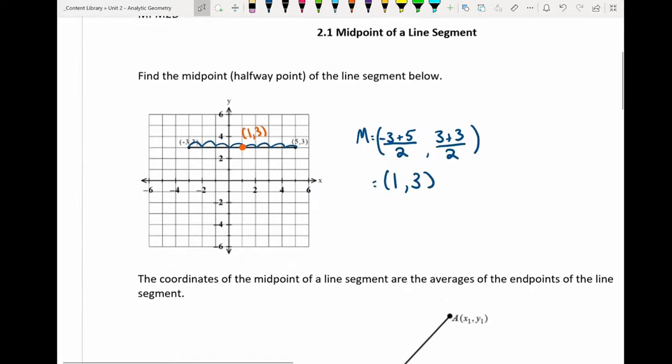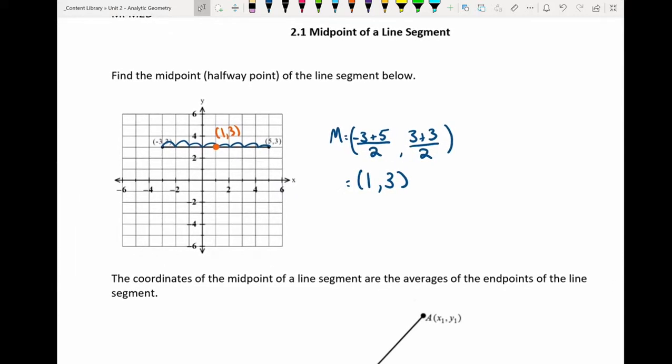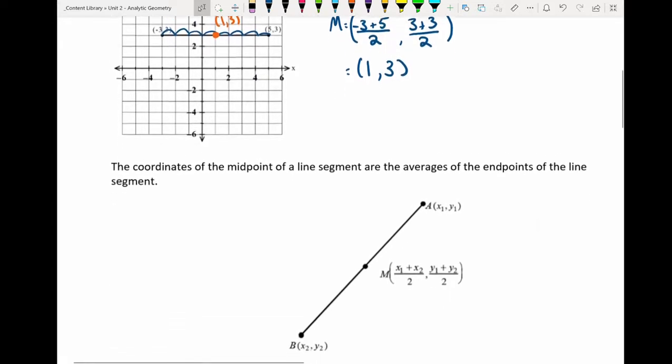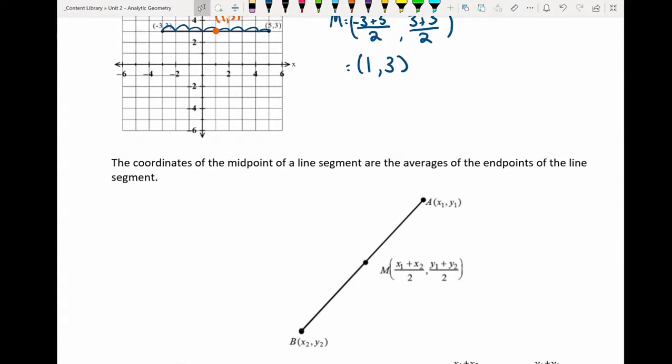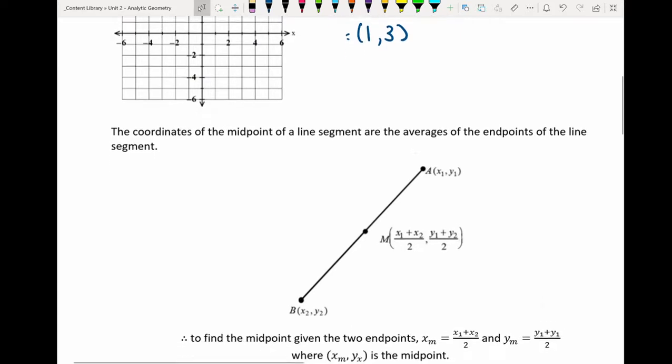So basically what we've found is that the coordinates of the midpoint of a line segment are the averages of the endpoints of the line segment. So if I know my 2 endpoints, my midpoint is just going to be the averages of those endpoints, specifically for the x values and then for the y values. So that's where we can come up with this formula: x1 plus x2 divided by 2 for the x value, and then y1 plus y2 divided by 2 for the y value.